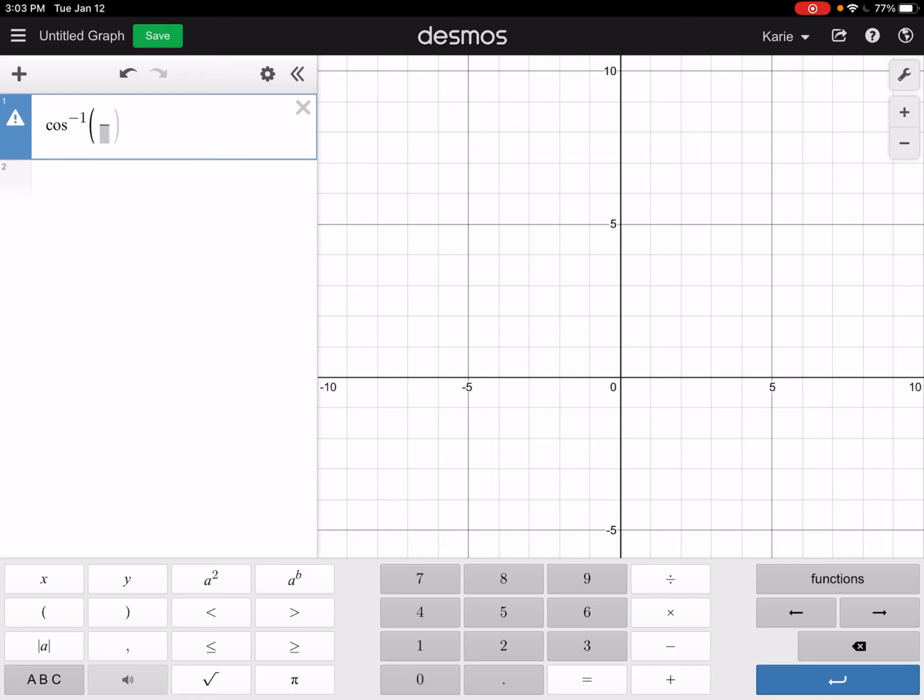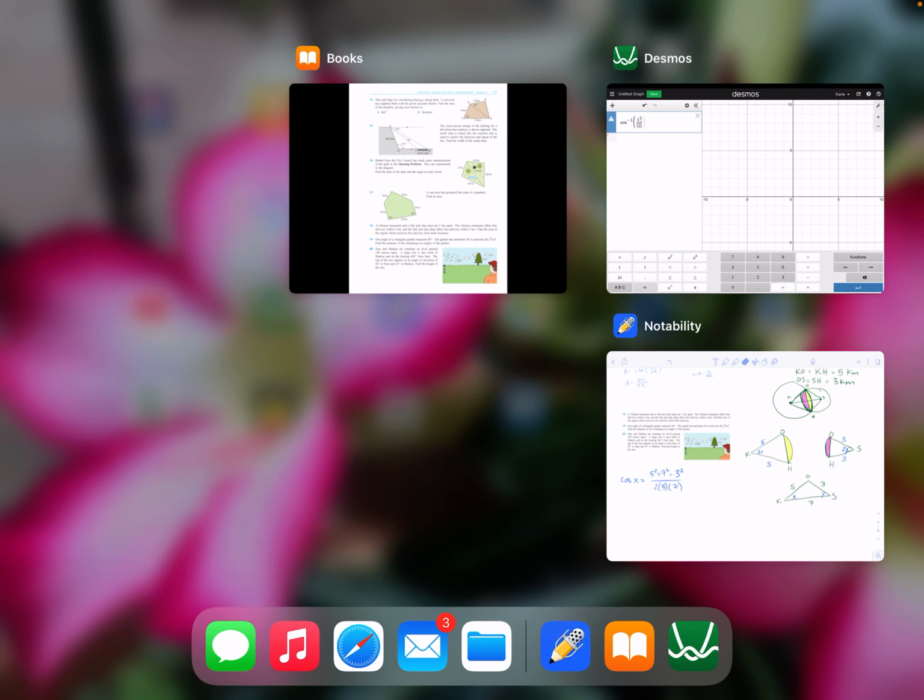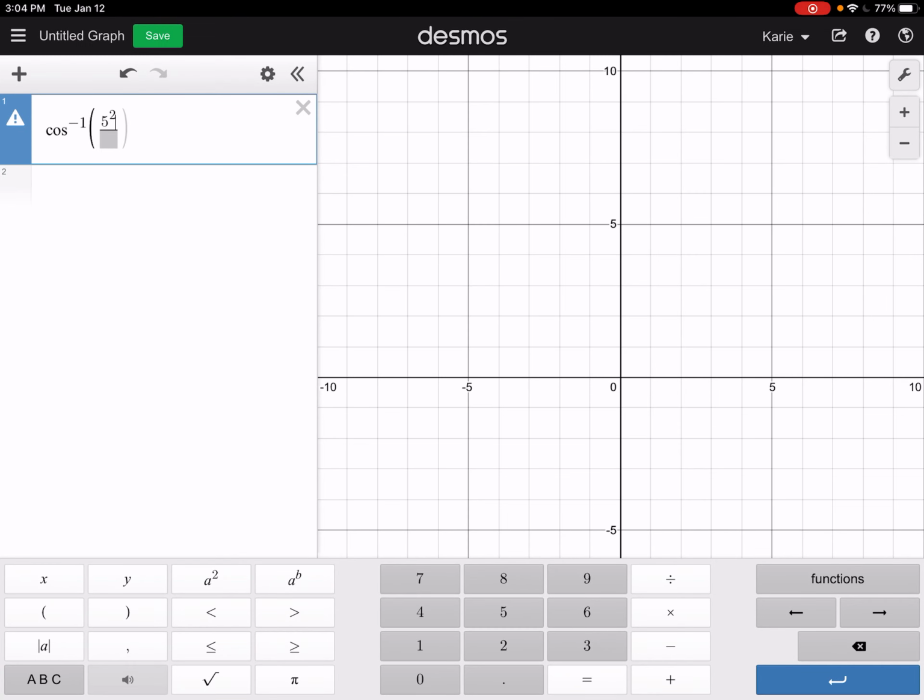I think it was, well, it's 5 squared. Oh, okay, I forgot. 5 plus 7 minus 3. Okay. 5 squared plus 7 squared minus 3 squared, divided by 2 times 5 times 7. Here is this, and notice that number tells me that I'm in radians.